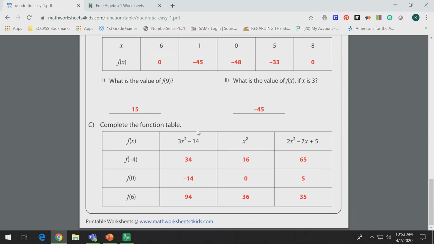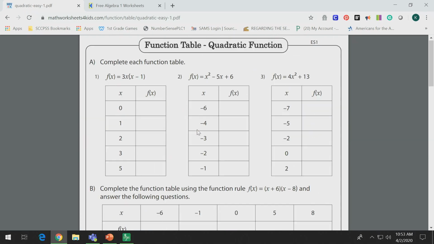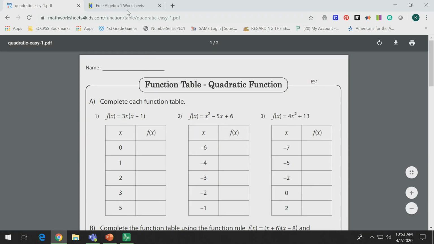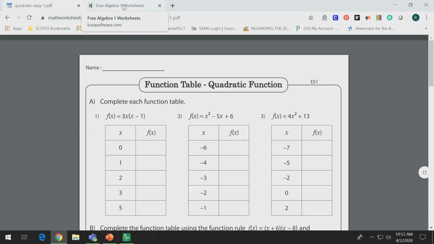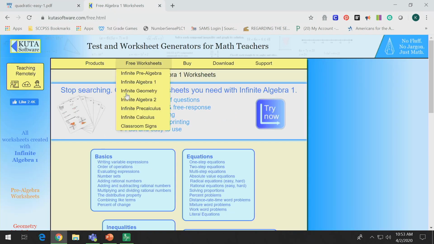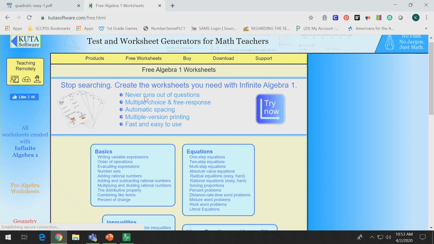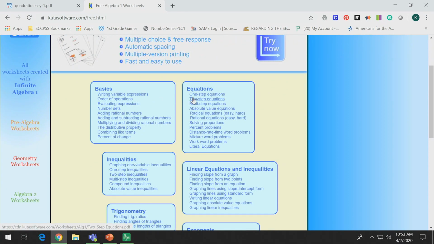When you start to learn some of this material, you think, okay, those are simple. There are only 6 of them. I really want to do more. So the other software that I like is CudaSoftware.com. And they have algebra. They have pre-algebra, algebra 1, geometry. Again, I want to look at the free worksheets for algebra 1. And here they are. You've got your basics, your equations.